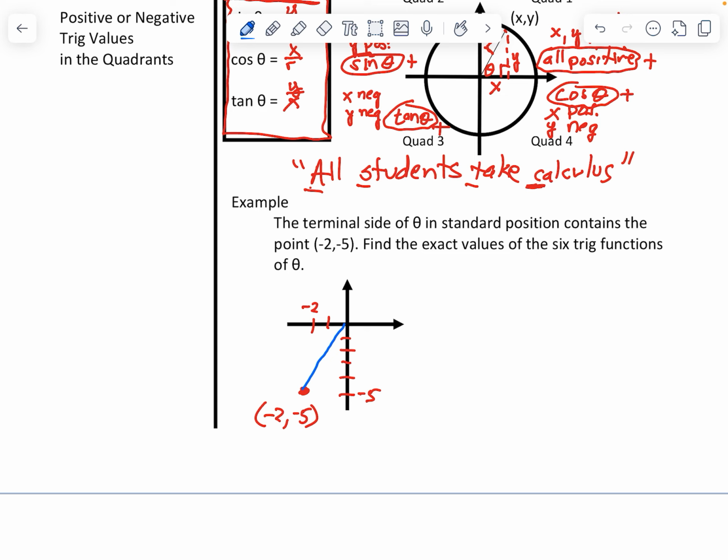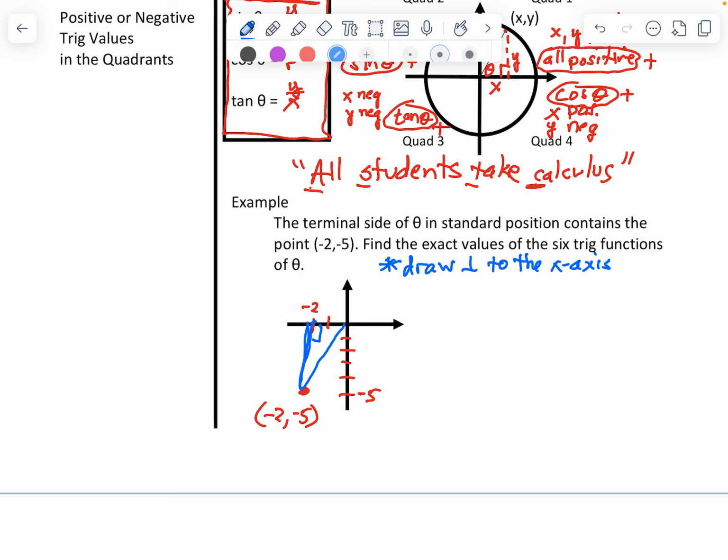And then we want to drop it to the x-axis. So here, we want to get this perpendicular. So it's important to draw a perpendicular to the x-axis, after we do the terminal side over here back to the origin.